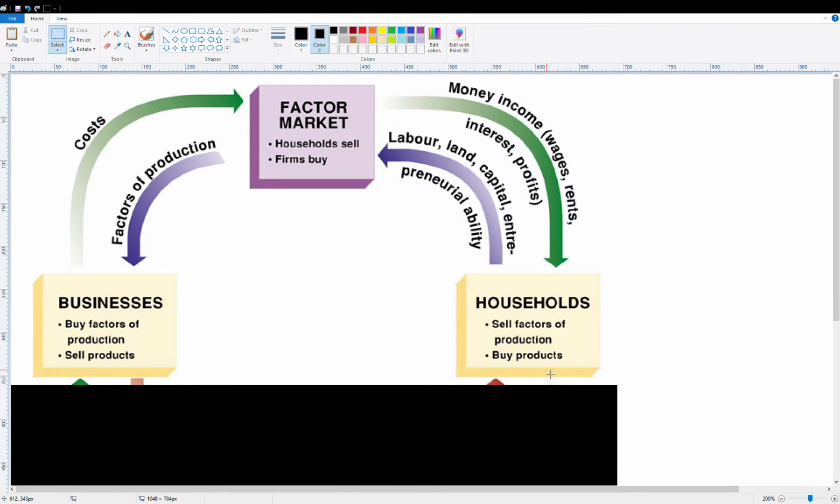So households are the people who give businesses the factors of production. Then there's land. Obviously a firm needs land to set up their business, and they also need capital. They need some startup money to kick off their business, to invest in stuff. And all of this is the factors of production. So these two are the same thing.